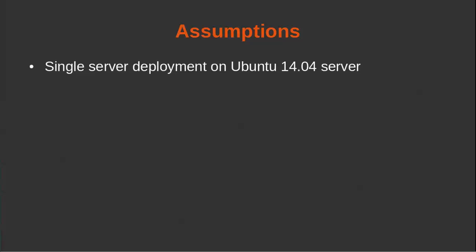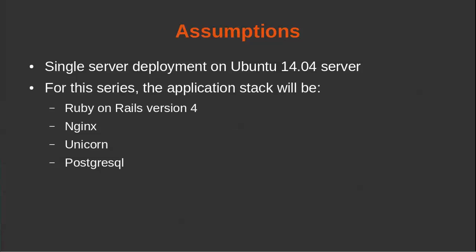So we have a few assumptions. First, we're doing a single server deployment on Ubuntu 14.04 server. The application stack we're going to be using is Ruby on Rails version 4, nginx, Unicorn for the Ruby application server, and Postgres SQL. In addition, we're going to be using Capistrano 3 for deployment.